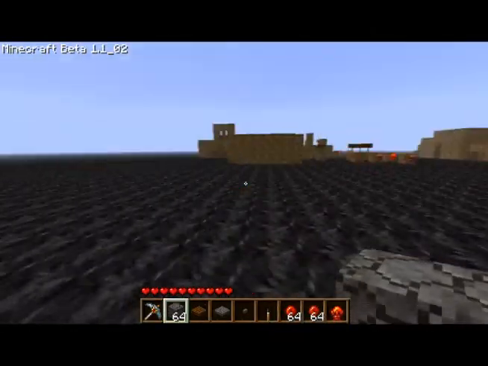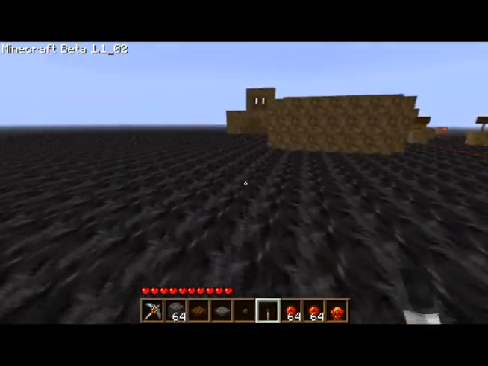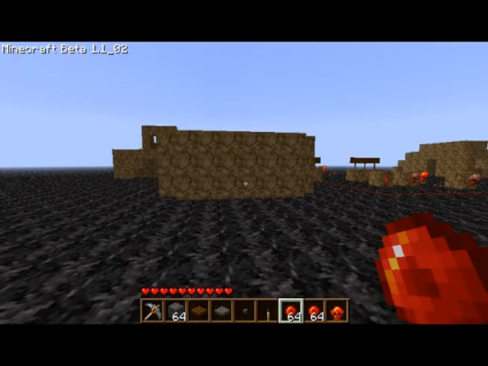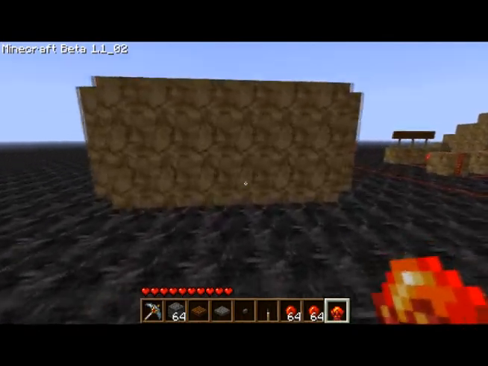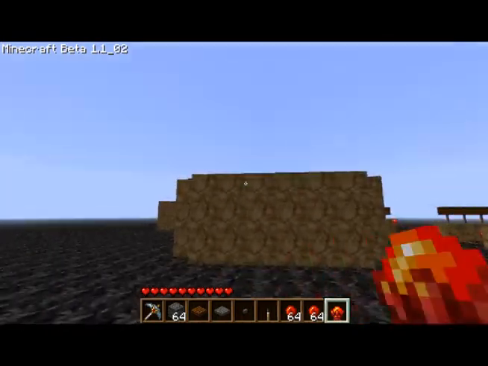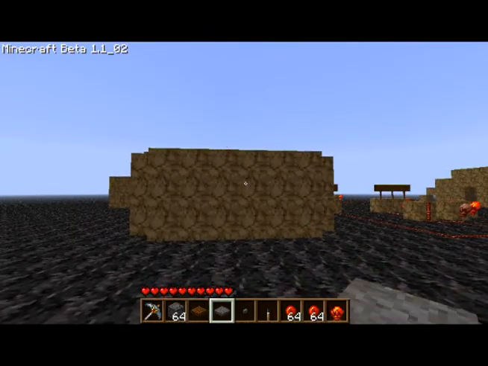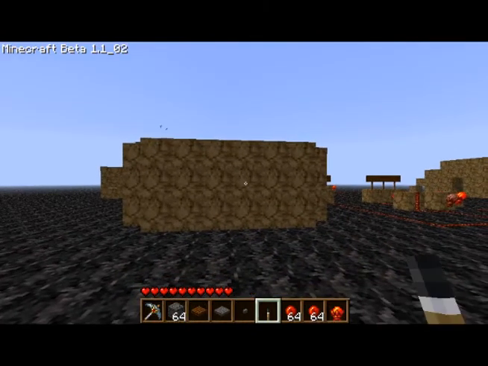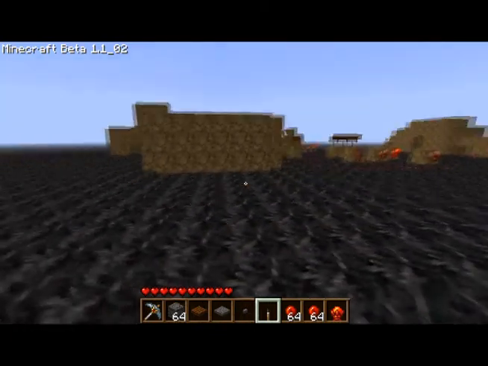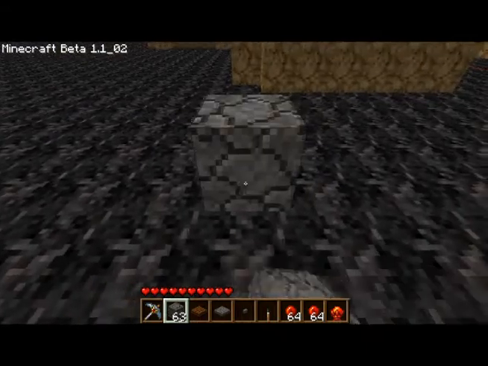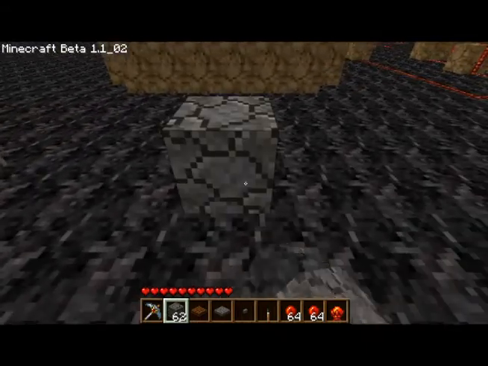Okay, the next thing I'm going to cover is input and output. The redstone torch can both take an input and give an output. Things like pressure plates, buttons, switches, they will only give an output. So, place this.